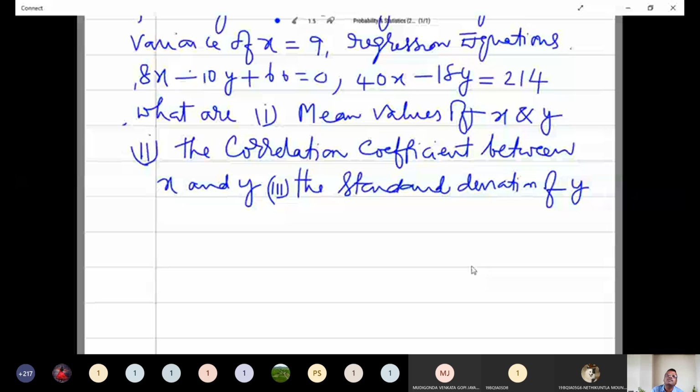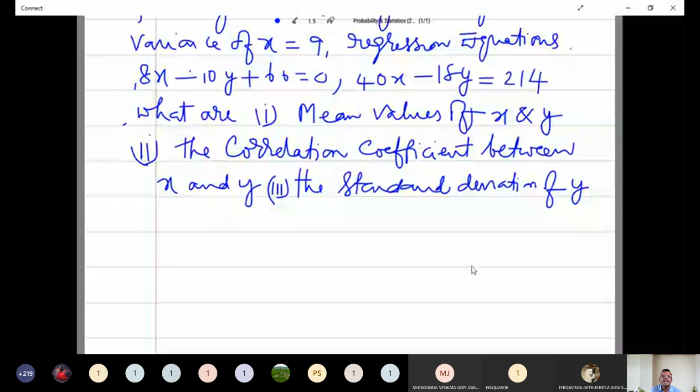Therefore, these x bar and y bar must satisfy the two regression equations. That means simply we substitute x bar as x and y bar as y in those two equations, and solving the two equations we can find the values of x bar and y bar, which are known as the mean values of x and y. That is the first part of this problem.